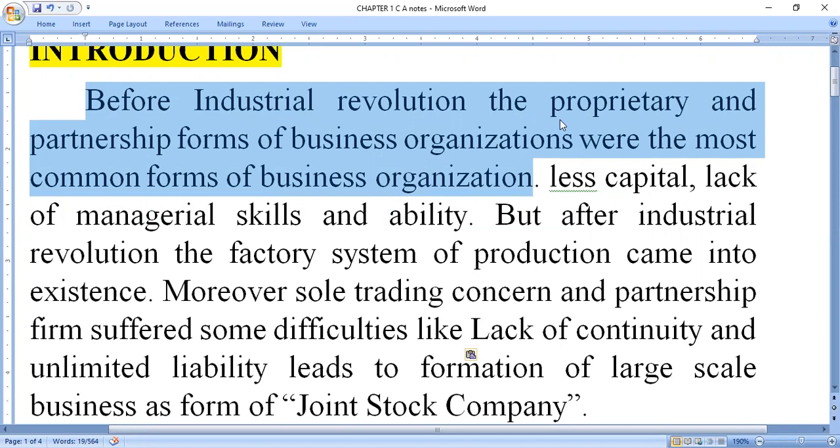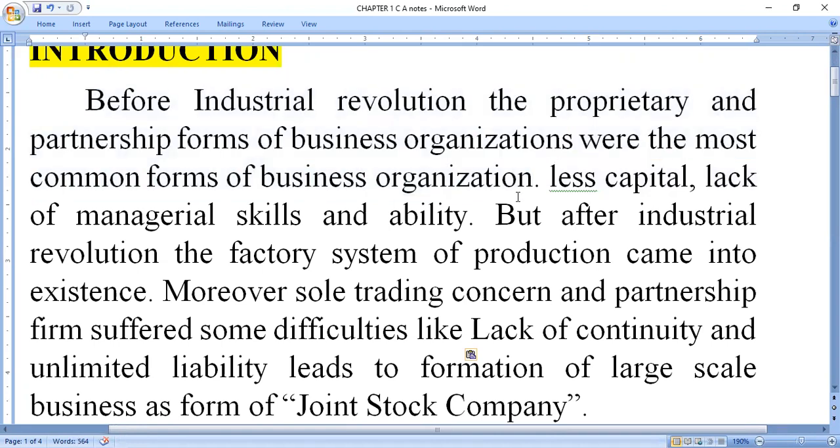So after the industrial revolution, the large scale of production is very, very essential. Why? Because year by year, customers' needs, customers' taste, customers' preferences are increasing. Therefore, before the industrial revolution, two forms of business organization gained more importance. The first one is the proprietary, meaning sole proprietorship, and the second one is the partnership firm.